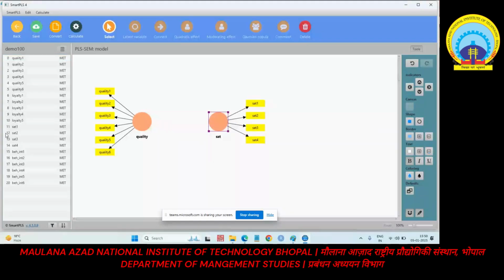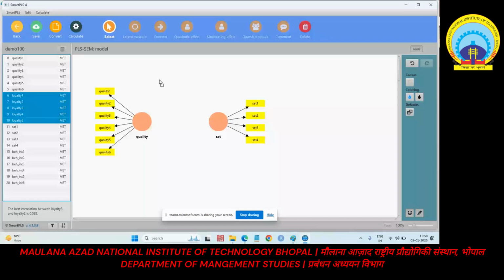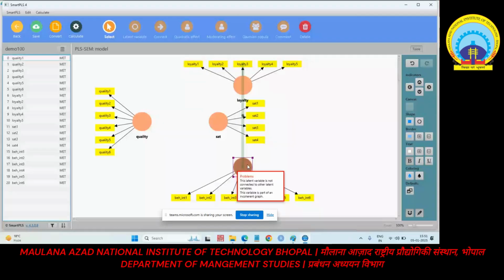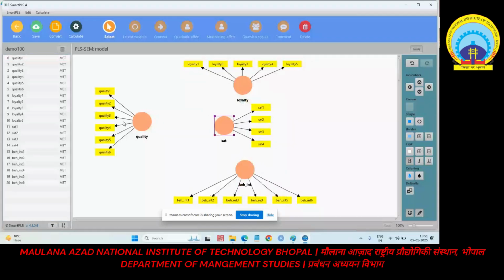So it's extremely easy making the diagram. It takes just 5 minutes or so. This is loyalty, and this is the behavioral intention. I drop it here, so it becomes the behavioral intention. So far I am using the button called select, on the top panel.